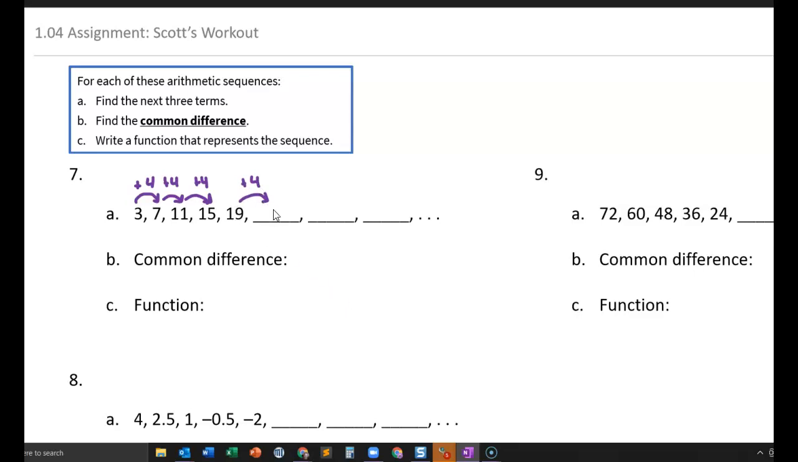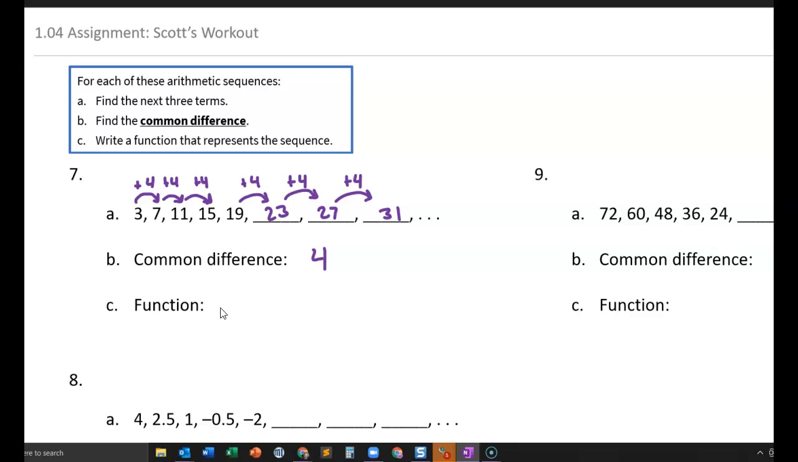19 goes up by 4, that's going to be 19 plus 4 is 23. Up by 4 again, that'll be 27. Up by 4 again, that will be 31. The common difference we identified was +4, it's going up 4 each time.